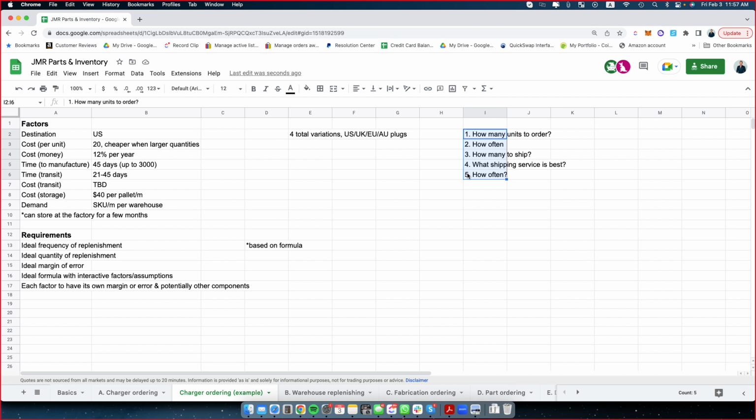So, how many units to order, how often, it's probably going to be based on our sales. But after we have the answers to these questions, we can potentially go back and reverse engineer or change what we think is the best option here. And let me give a few scenarios so that it's easier to understand. So let's say we've just ordered 3,000 units.